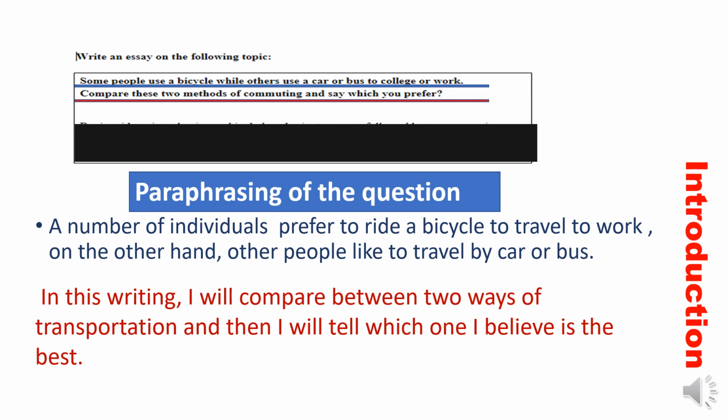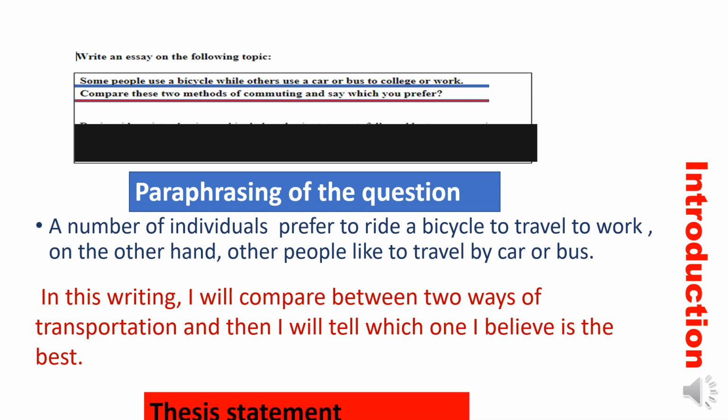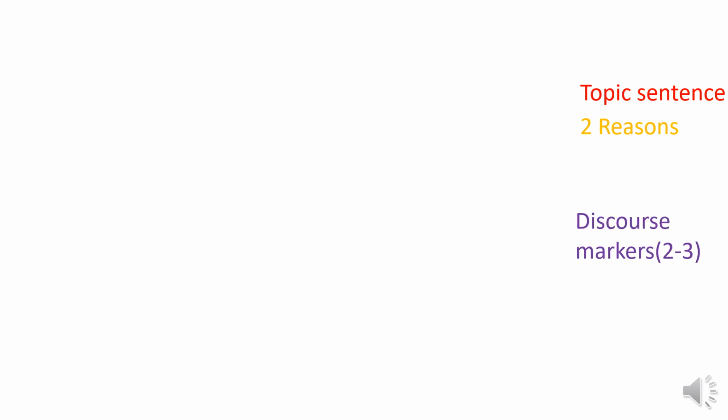All right. Once the introduction is done, you need to go to the first paragraph of your body. Your body has two paragraphs. Let's start with the first paragraph. In the first paragraph, you need to have a topic sentence. You need to give at least two reasons, explain your reasons with supporting details, and you need to use some discourse markers.